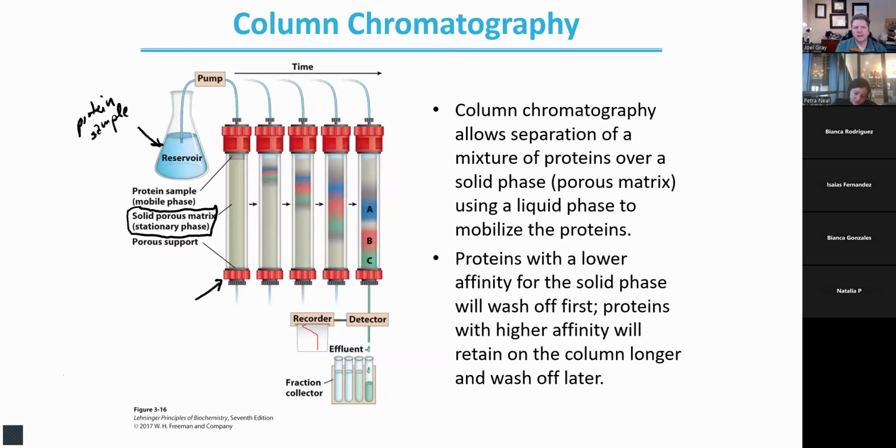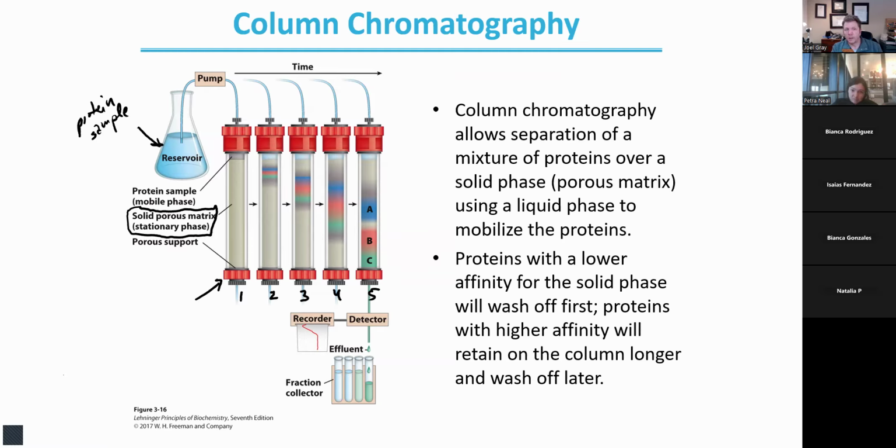Now, with that in mind, what this is showing, this 1, 2, 3, 4, and 5, that's showing a time lapse. So column number one there, that is your protein, or that is whenever it's initially loaded on there. Five is after time, after 10 minutes or something like that. The protein and the sample has run through there.